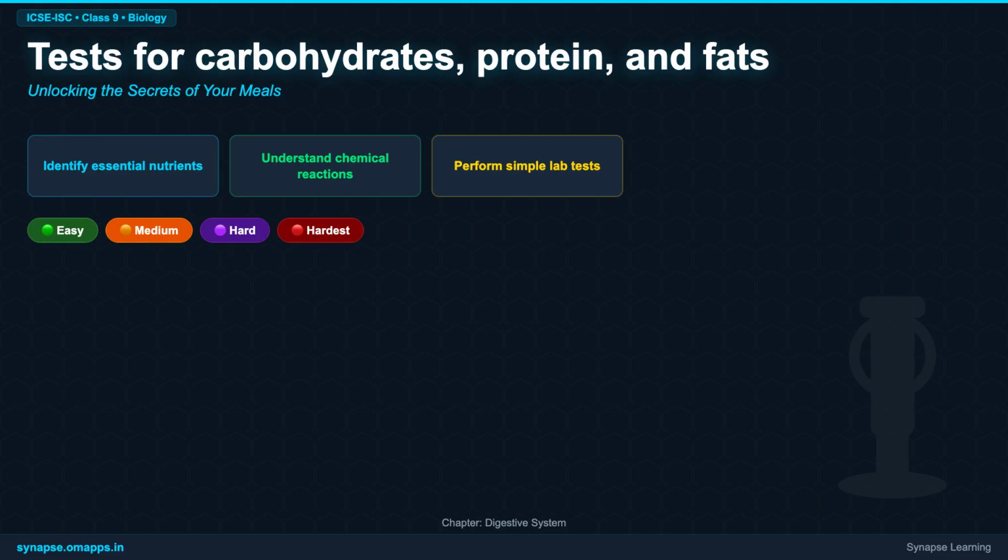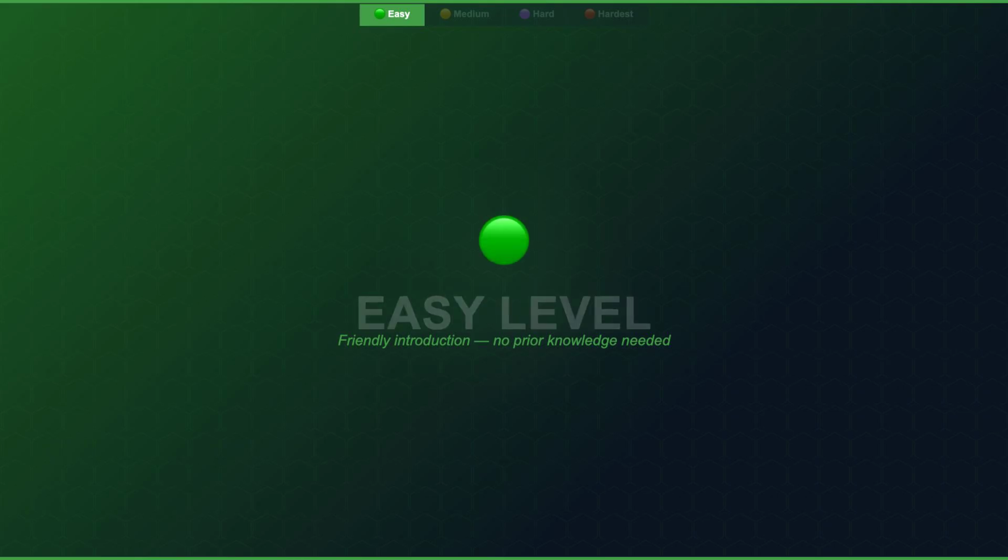Today, we are going to uncover how we identify the basic building blocks of our food: carbohydrates, proteins, and fats. This topic is essential for understanding nutrition and how our bodies process food. We'll start with the basics, then dive deeper into the chemistry, explore real-world applications, and finally, challenge ourselves with advanced concepts. Let's get started. Ever wondered how scientists know what's inside the food you eat? Let's begin with some simple tests to find out.